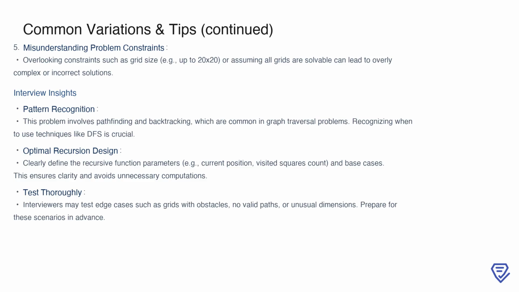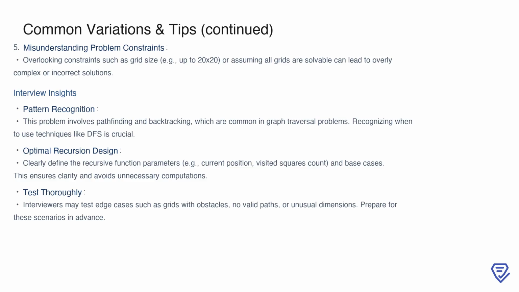On the bright side, this problem offers valuable insights for interviews. It's a great example of applying pattern recognition to identify when pathfinding and backtracking techniques, such as depth-first search, are appropriate. A well-designed recursive function is critical. Clearly define parameters like the current position and the count of visited squares, and ensure your base cases are well thought out. This not only makes your solution cleaner but also avoids unnecessary computations.